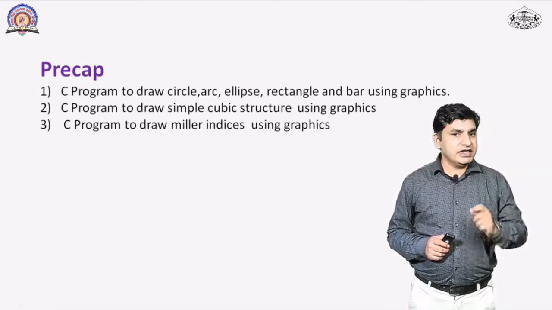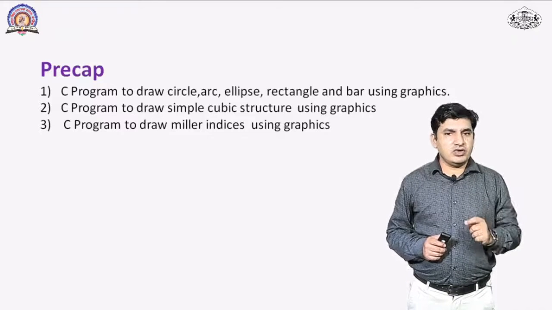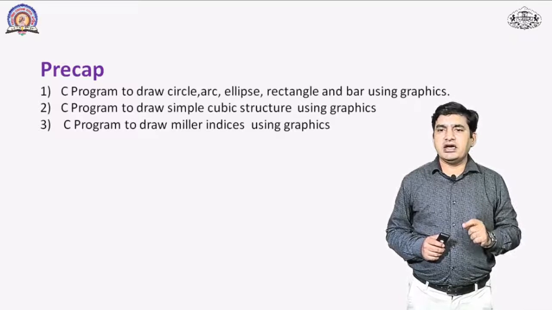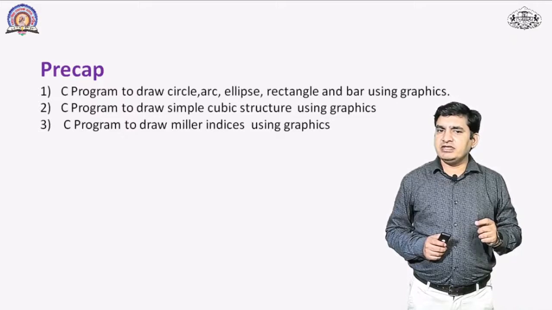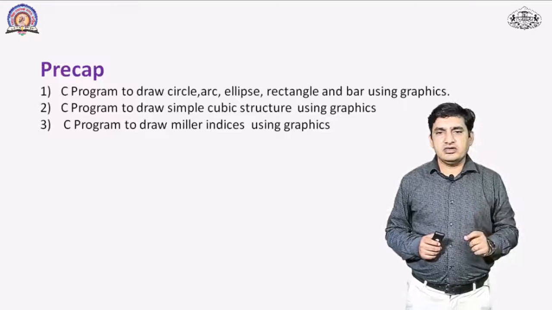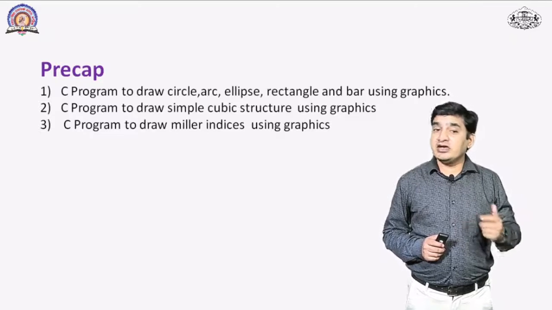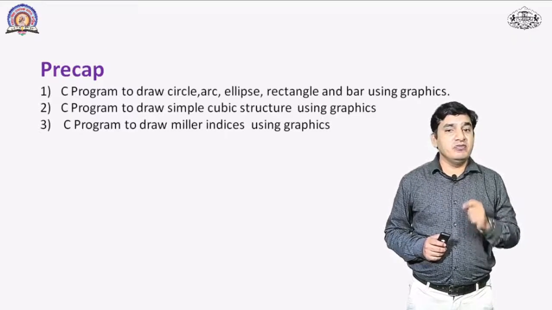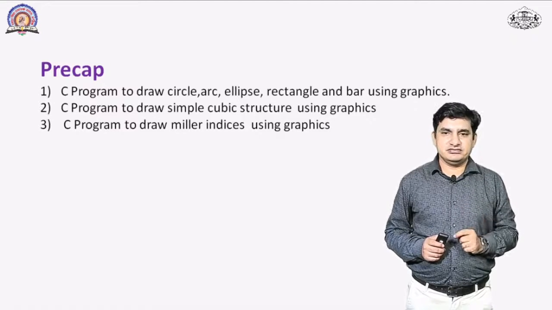Friends, in the next lecture we will see a C program to draw circle, arc, ellipse, rectangle and bar using graphics. The second C program is a C program to draw a simple cubic structure using graphics. And the third program is a C program to draw Miller indices using graphics. Thank you.